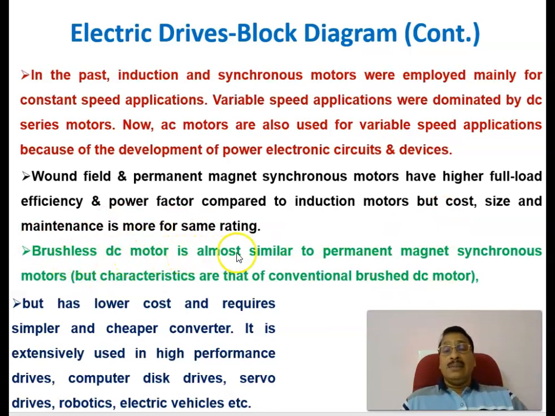Then the brushless DC motor is almost similar to the permanent magnet synchronous motor, but its characteristics are that of the conventional brush DC motor. The characteristics are similar to the DC motor, but its working is almost similar to the permanent magnet synchronous motor, but it has lower cost and requires simpler and cheaper converters. It is extensively used for high performance drives, computer disk drives, servo drives, robotics, electric vehicles, etc. This type of brushless DC motor is widely used.